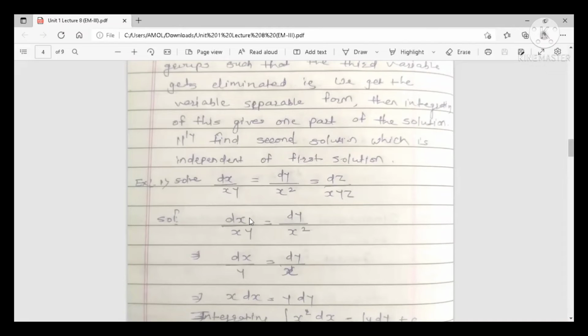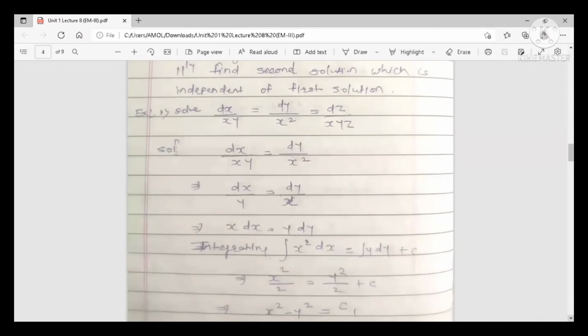Suppose here we choose first two ratios, dx upon xy is equal to dy upon x square. So in these two ratios, this x gets eliminated, x gets cancelled. So the simplified form is dx upon y is equal to dy upon x. Here the x square term is there, so one x gets cancelled. So the remaining one x is here. So the term is dy upon x. Now you just do the cross multiplication. We do the cross multiplication. It is x dx is equal to y dy.